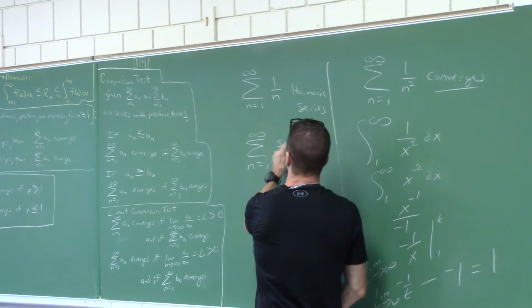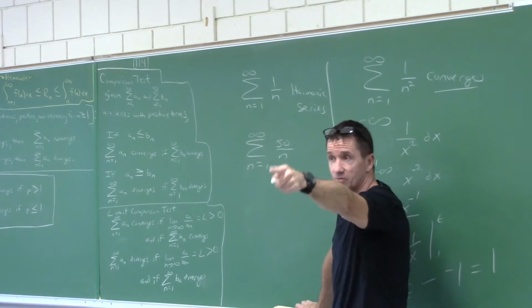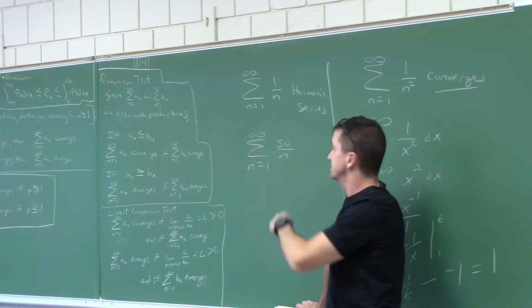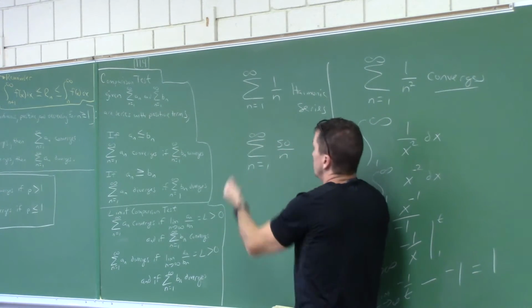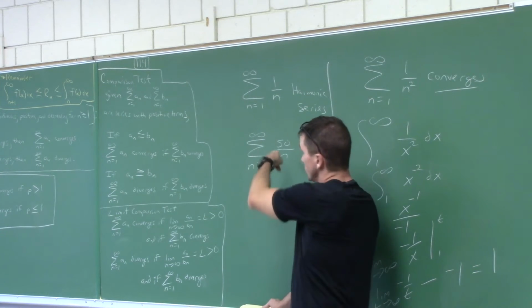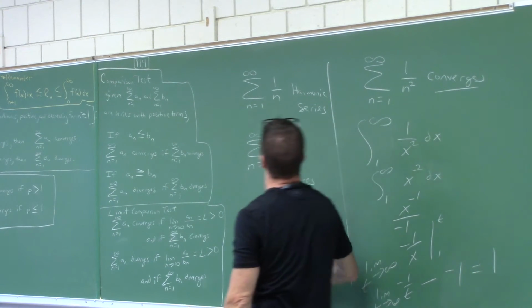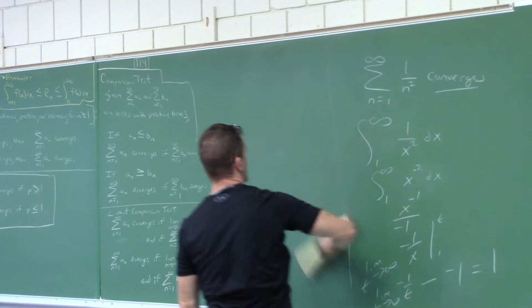How about 50 over 8? What's going to happen with that? That will also diverge. Isaac, excellent. This is just a constant multiple of a harmonic series. Or you can use a p-series test. So this also diverges. All right. Okay, let's check out some more. Great job with that.